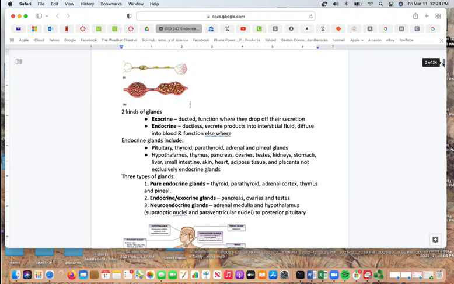So your endocrine glands include things like the pituitary, the thyroid, parathyroid, adrenals, pineal glands, also the hypothalamus, thymus, pancreas, ovaries, testes, kidneys, stomach, liver, small intestine, skin, heart, adipose tissue, and placenta. They have endocrine tissue in there, but they are not exclusively endocrine glands.